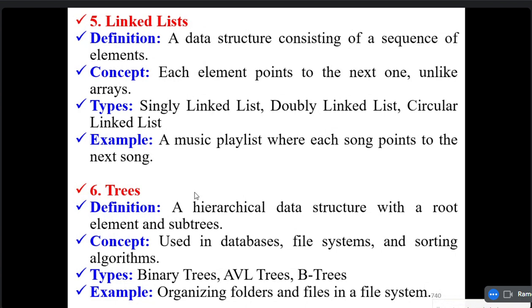So what is meant by a binary search tree, BST? How can you explain it simply? The left subtree is always less than the root, and the right subtree is always greater than the root.